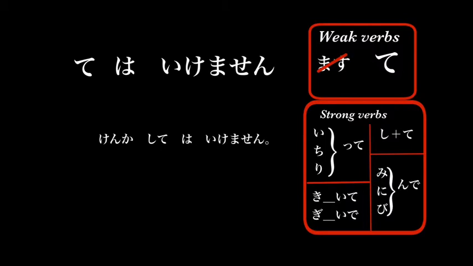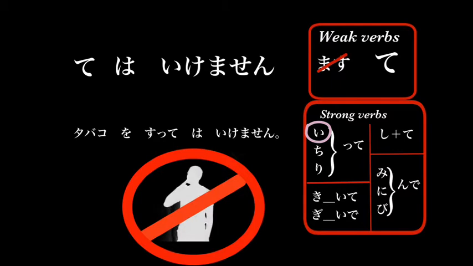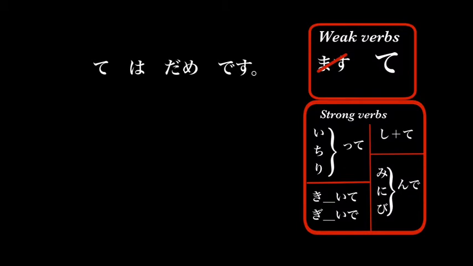Suimasu is the verb to inhale or to breathe in. If we're talking about cigarettes or smoking, we would simply use suimasu, which becomes sutte, to smoke. Tabako, cigarettes. Tabako o sutte wa ikemasen. Tabako o sutte wa ikemasen.